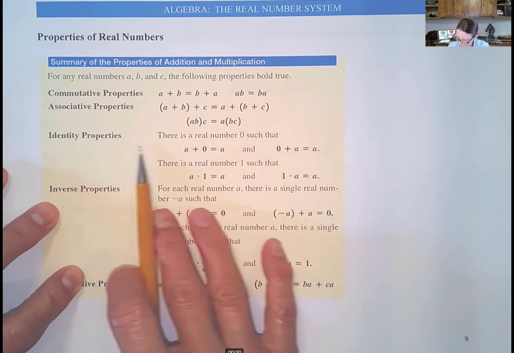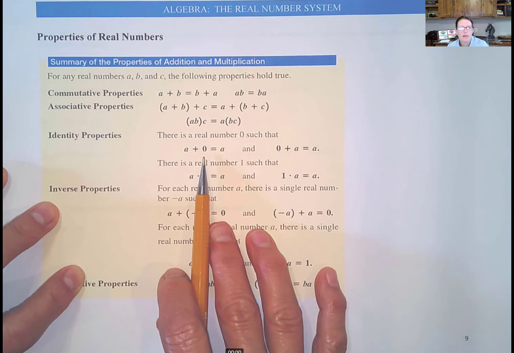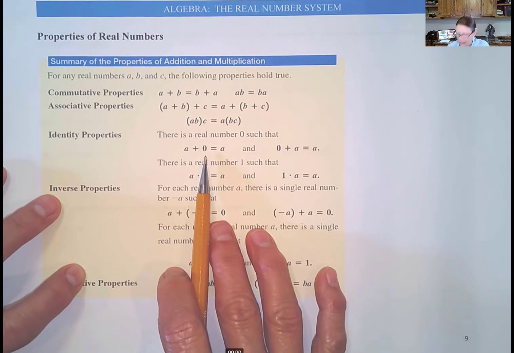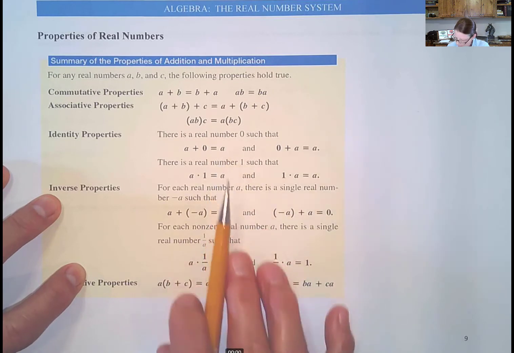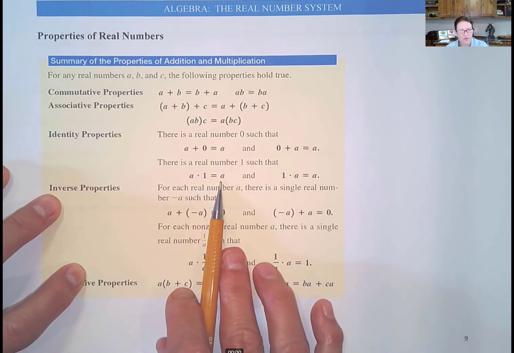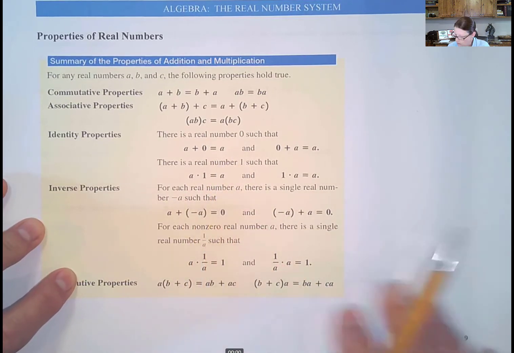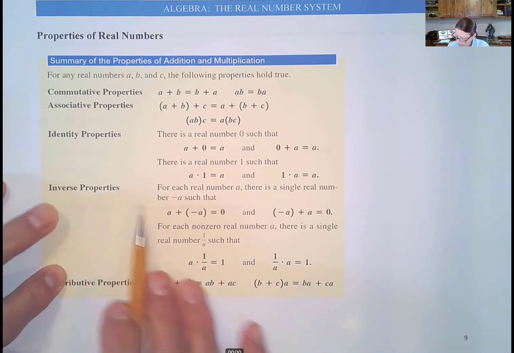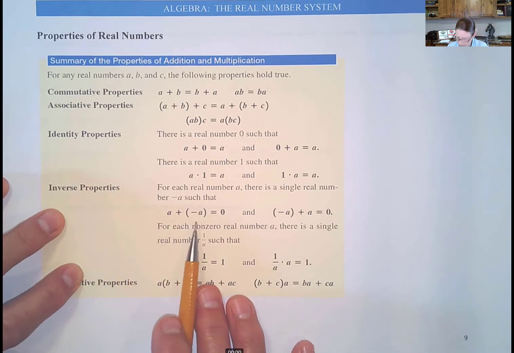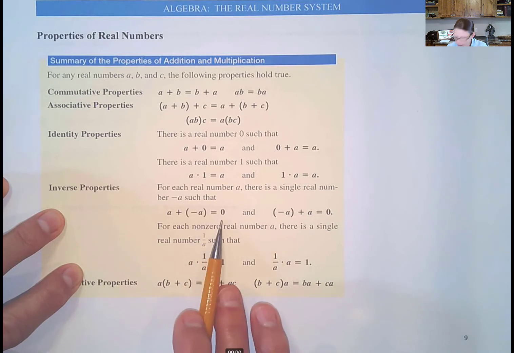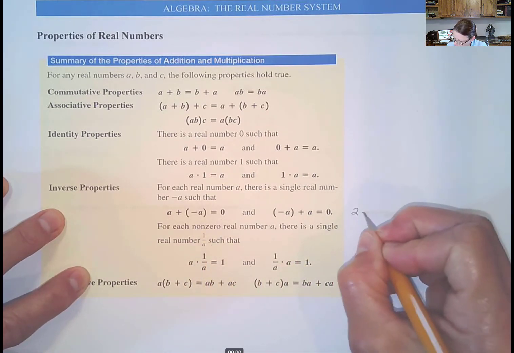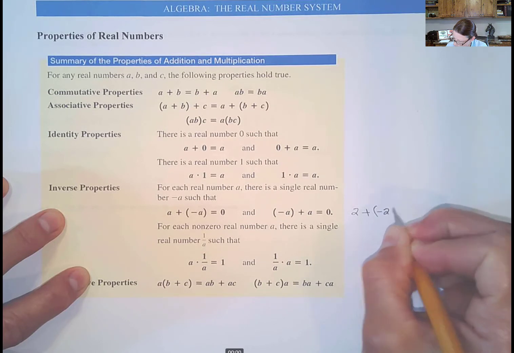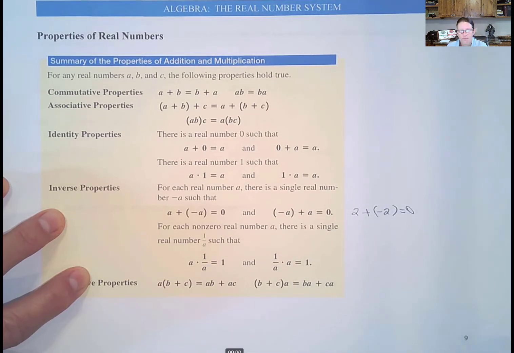The identity properties are important. They don't seem so, but they really are. Any number added to 0 is itself, and any number times 1 is itself, and we get to use those commonly. The inverse properties also are important. Any number plus its opposite is 0 in either order. For example, we would say 2 plus negative 2, its opposite, is 0.